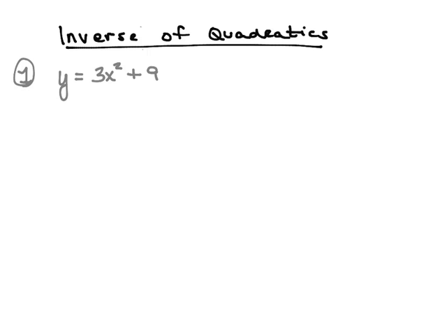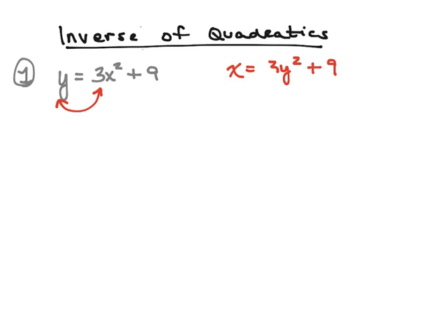Alright guys, in this video we're going to be looking at finding the inverse of a quadratic. If you take a look at number 1 here, we got y equals 3x squared plus 9. This is a quadratic. So what we're going to do is find the inverse of this quadratic. Now when we talk about inverses, we're talking about taking the x and the y and switching them. So I'm going to start by rewriting the equation as x equals 3y squared plus 9.